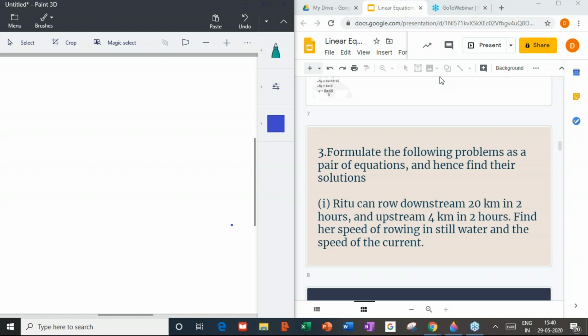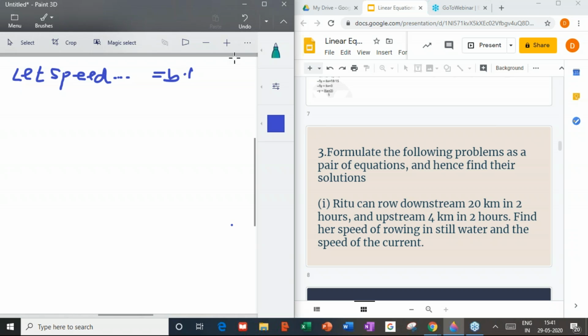What I'll do is explain this question. First thing, like I said, what is asked? The last sentence. They want to find her speed of rowing in still water and the speed of current. So we'll write it like that only. Write the entire sentence. Let speed of rowing in still water be x.